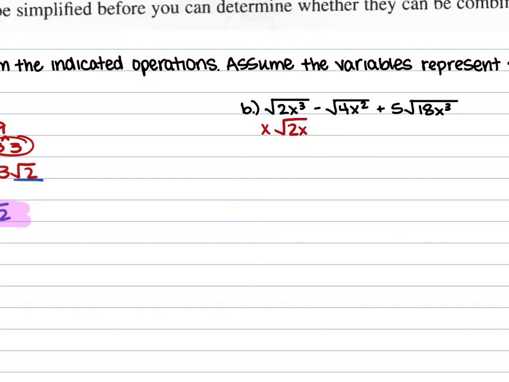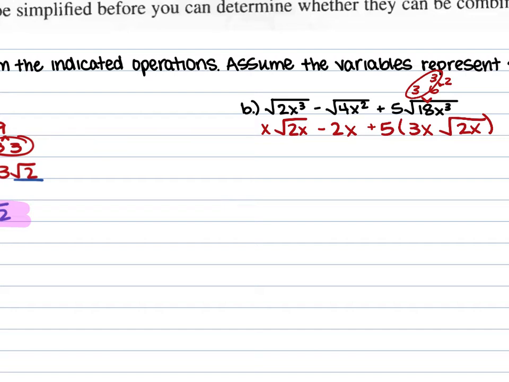That negative square root 4x squared is the same thing as 2x, because the square root of 4 is 2, and the square root of x squared is x. Then we have that 5 square root 18x cubed. Well, one of those x's is going to come out, and one of them stays underneath. The 18 is 3 and 6. 6 is 3 and 2. So just like the problem before this, the 3 pairs up. We're going to bring it out. So we're going to do 5 times 3x square root 2x.